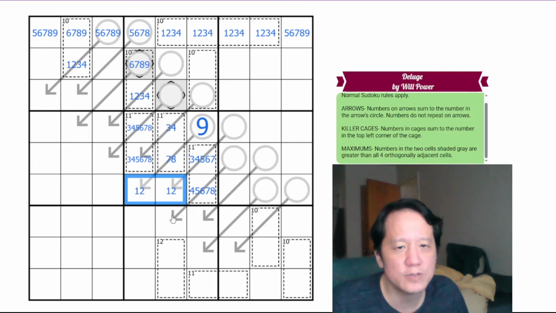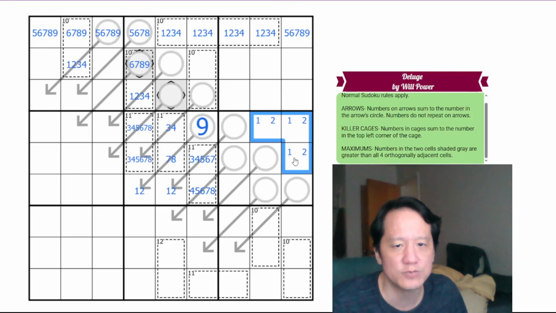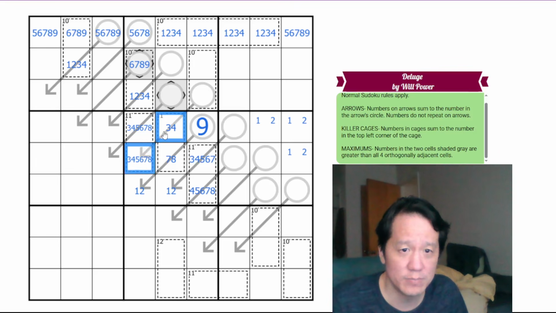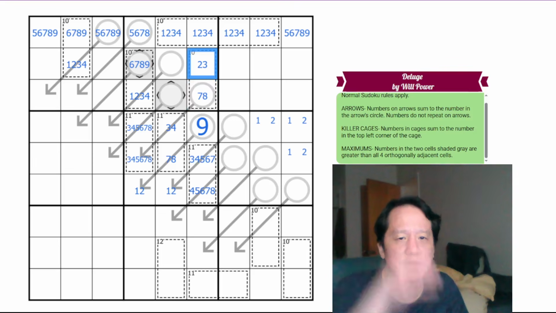This is 1, 2 as a pair. 1 and 2 cannot be in circles, so we have to have 1 and 2 be in one of these 3 cells there in this right central box. So this is 9, which means this cannot be 1 and 9. This has to be 3 and 4 at minimum. So therefore, it has to add up to at least 7. So this is 7 or 8. This is 2 or 3 then.